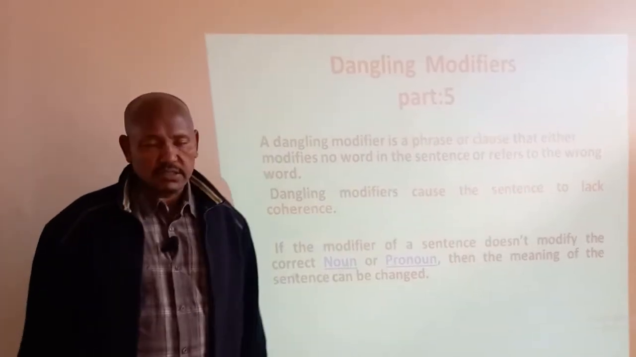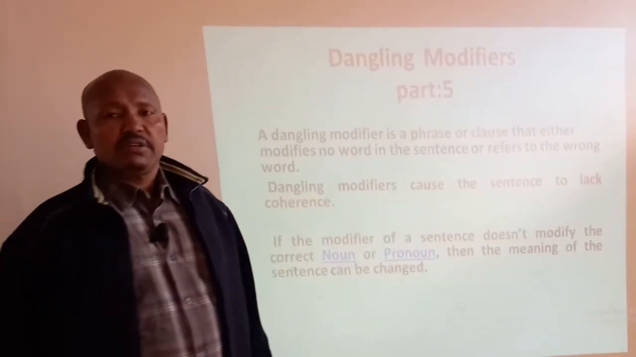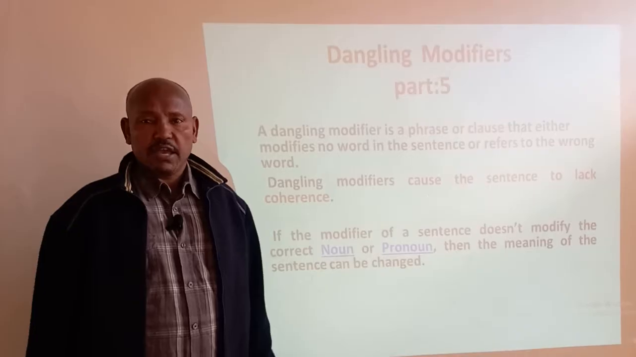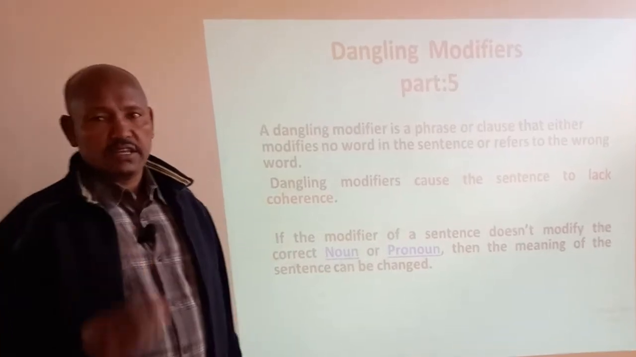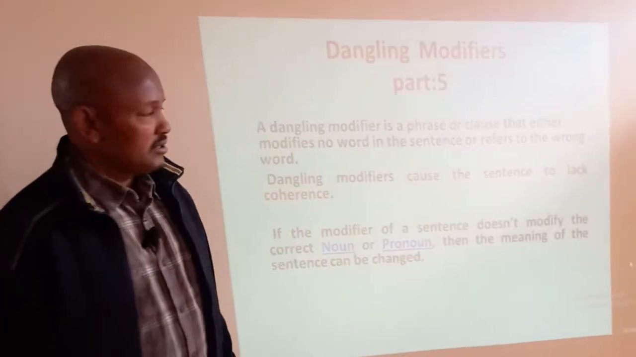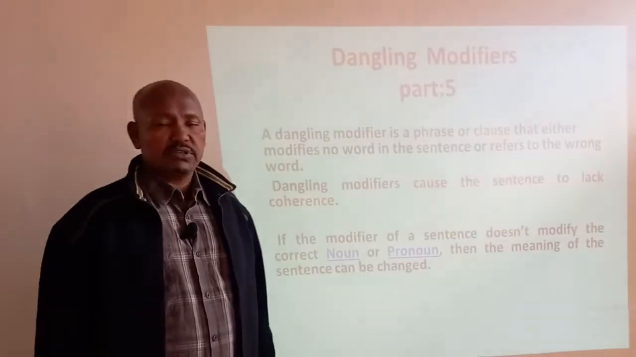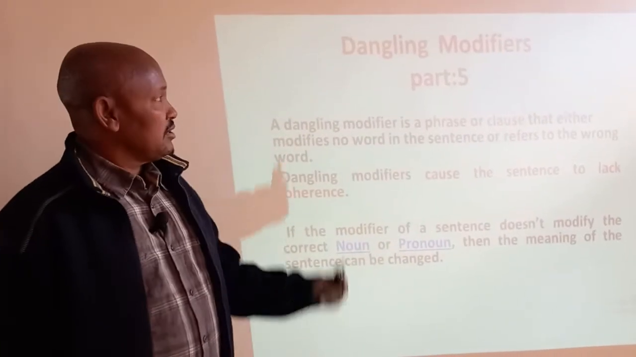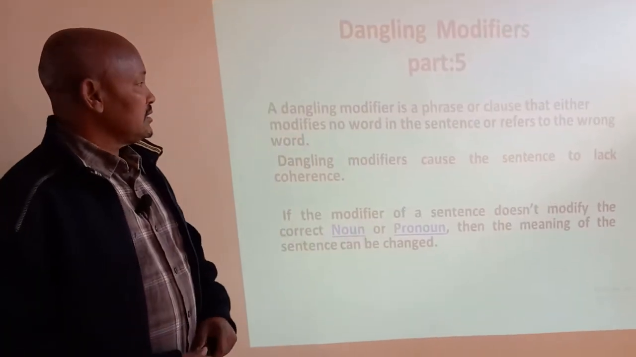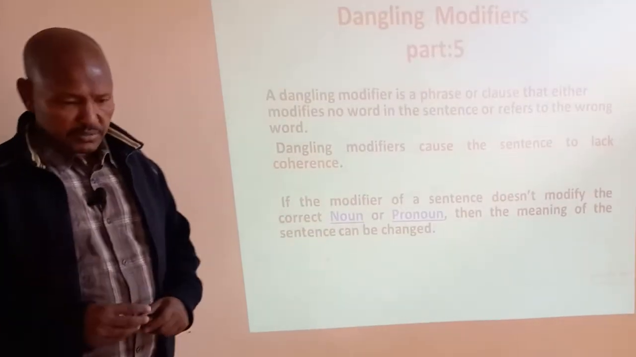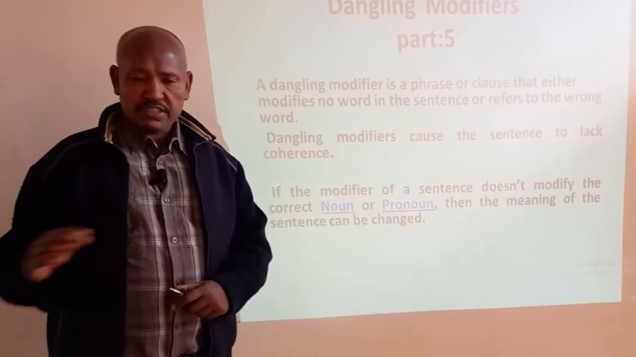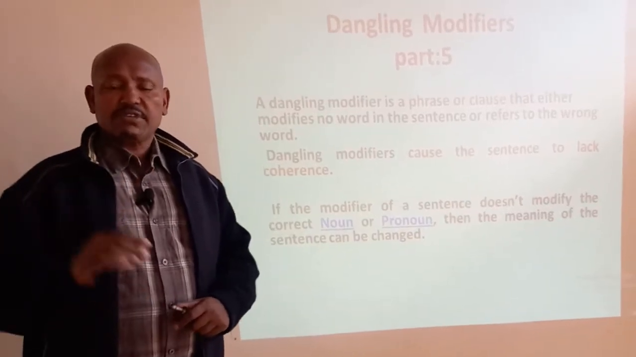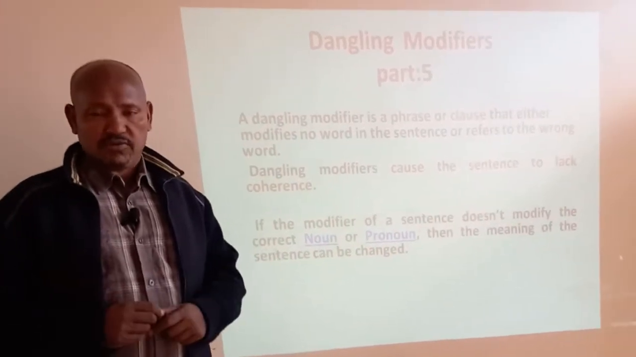So the lesson that I'm going to present is sentence error types, which is called dangling modifiers. The previous lesson was about run-on or fused sentences. Dangling means a kind of modifier. First, modifiers are words. We say something about nouns. We say something about pronouns. So we can say that modifier.